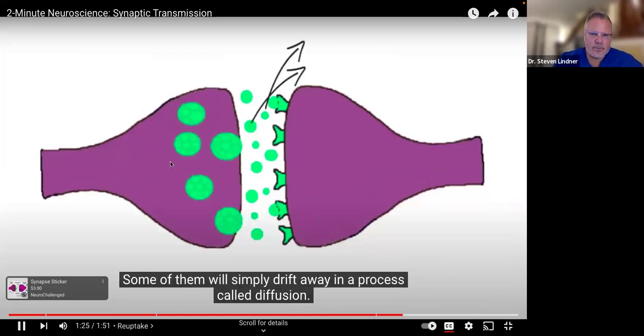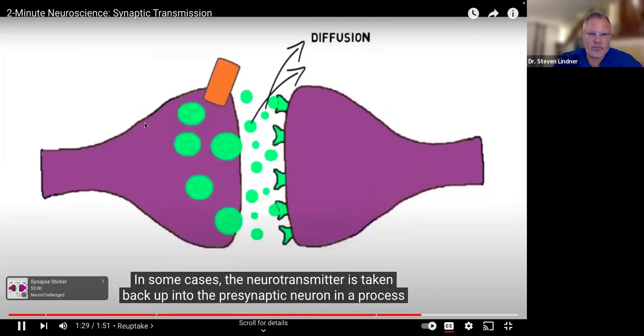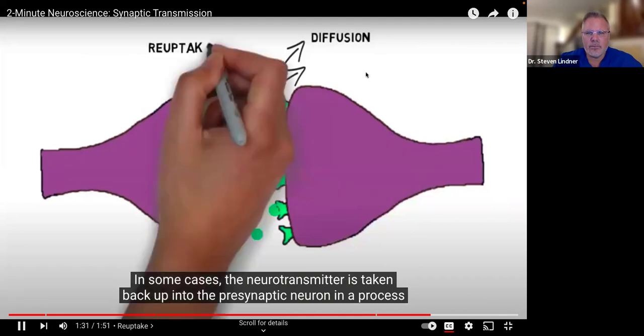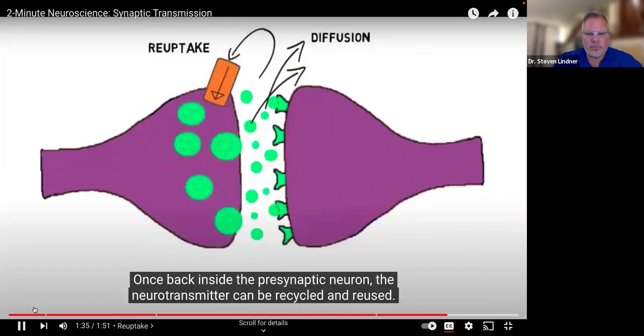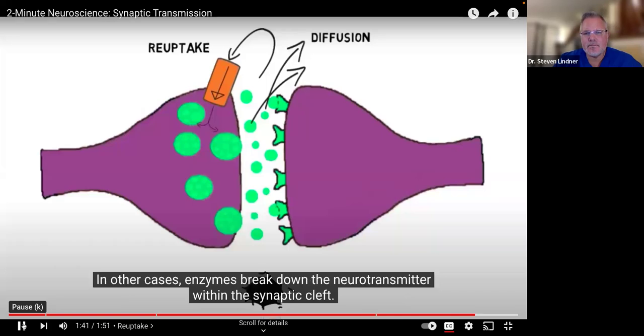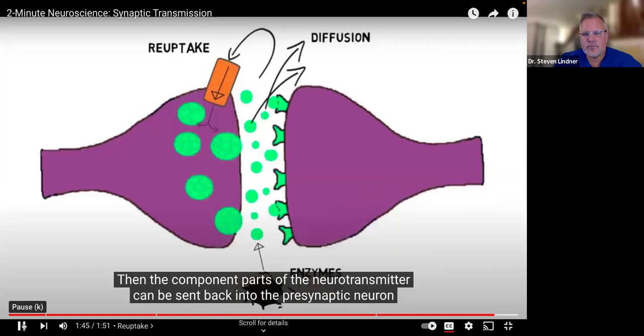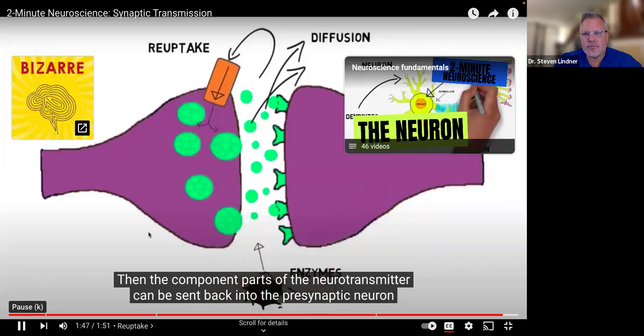Some of them will simply drift away in a process called diffusion. In some cases, the neurotransmitter is taken back up into the presynaptic neuron in a process called reuptake. Once back inside the presynaptic neuron, the neurotransmitter can be recycled and reused. In other cases, enzymes break down the neurotransmitter within the synaptic cleft. Then the component parts of the neurotransmitter can be sent back into the presynaptic neuron to make more neurotransmitter.